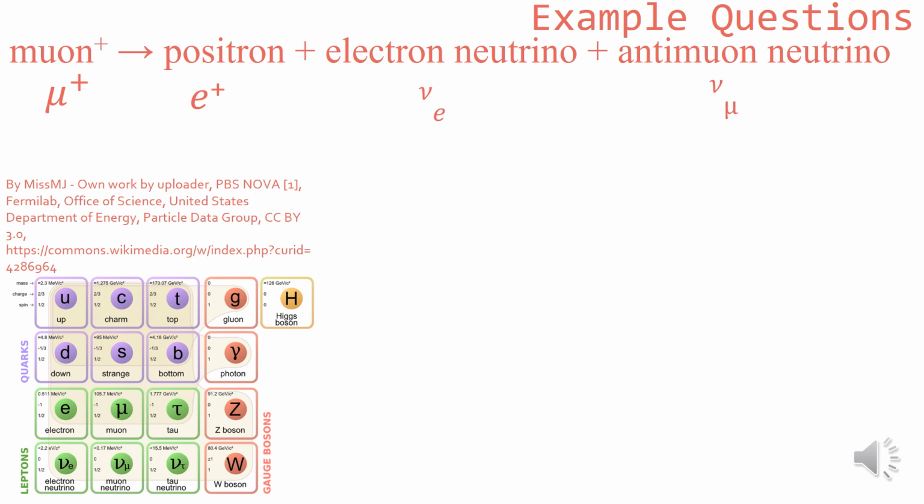Now on to our final example question, where we have an anti-muon changing into a positron, an electron neutrino, and an anti-muon neutrino, which should have a line above it.